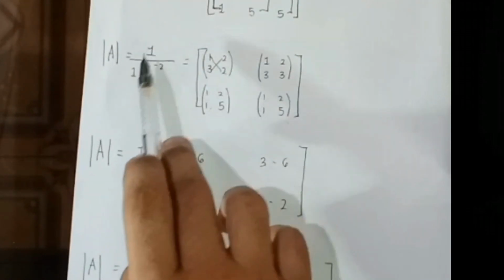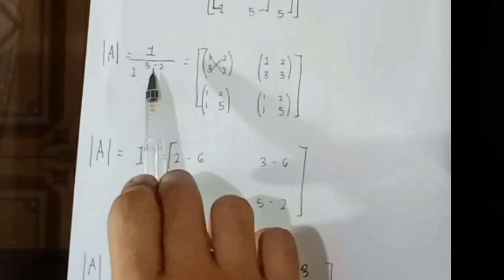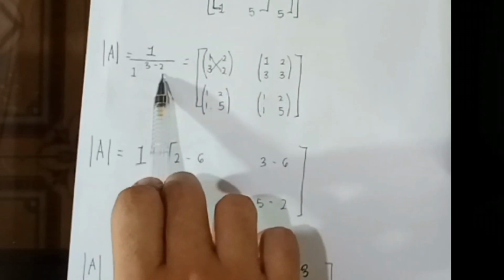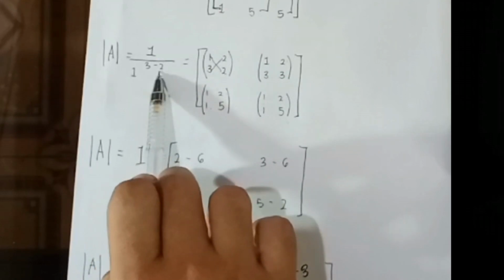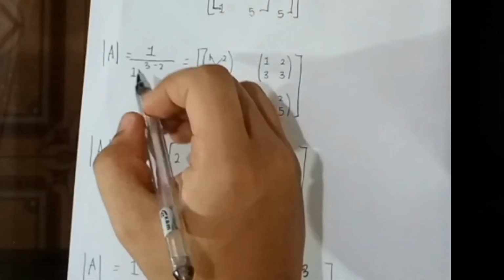And then, pagtapos natin mag-cross multiplication, isolve natin ang given formula pag natapos na ang pagsasolve. So, ang pagsasolve dito is 1. 3 minus 2 is equals to 1. And then, 1 times 3 ay 1 times 1.